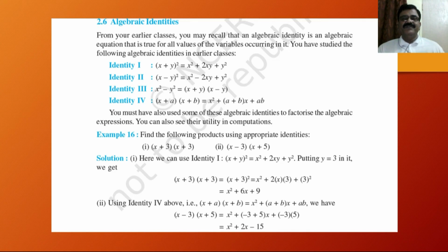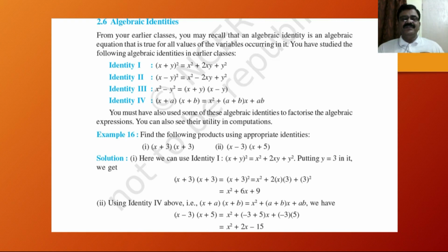Identity 1: x plus y the whole square is equal to x square plus 2xy plus y square. Identity 2: x minus y the whole square is equal to x square minus 2xy plus y square. Identity 3: x square minus y square is equal to x plus y into x minus y. Identity 4: x plus a into x plus b is equal to x square plus a plus b into x plus ab. You must have also used some of these algebraic identities to factorize algebraic expressions. You can also see their utility in computations.